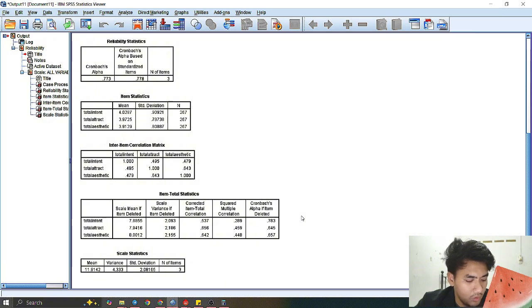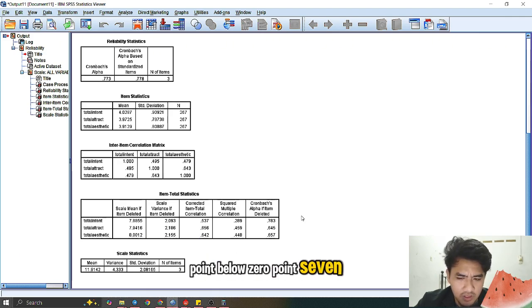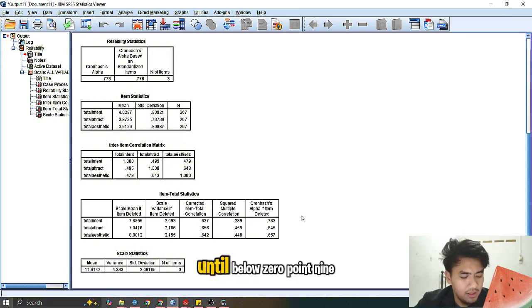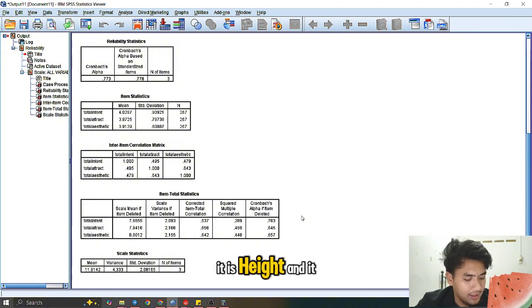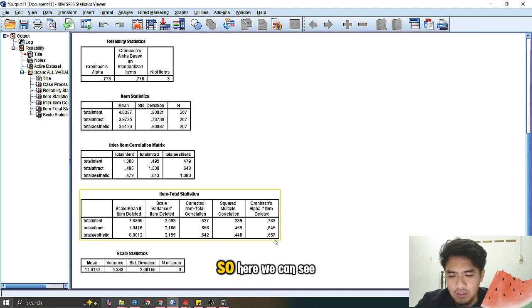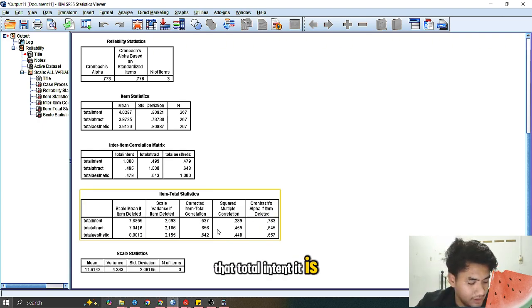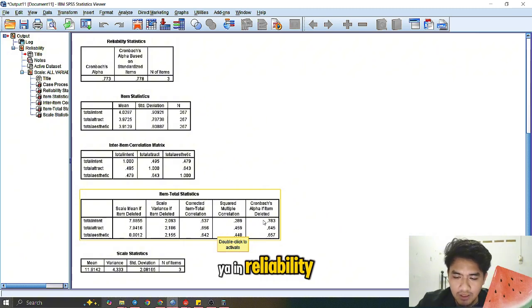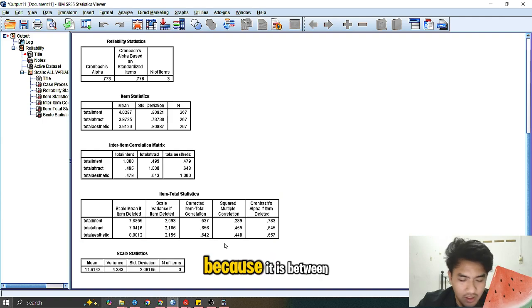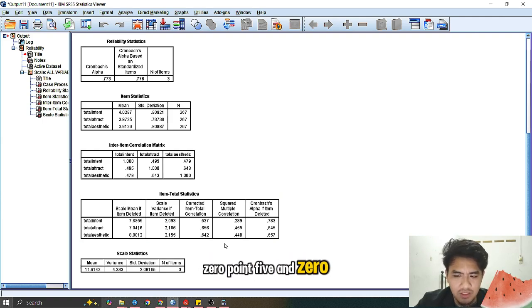For the alpha coefficient range, if it's below 0.5, it is poor. If it's 0.5 to below 0.7, it is moderate. If it is 0.7 to below 0.9, it is high, and if it is above 0.9, it is excellent. So here we can see that total intent is high in reliability. Total attract and total aesthetic are moderate because they are between 0.5 and 0.7.